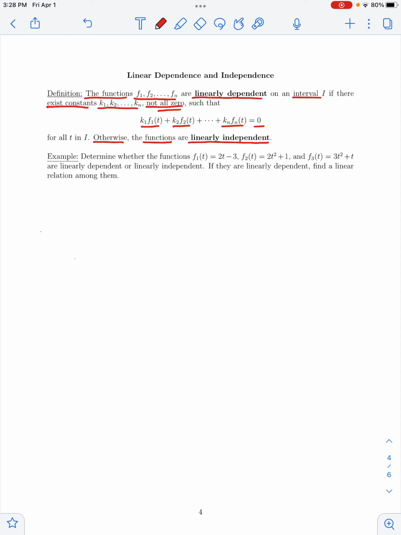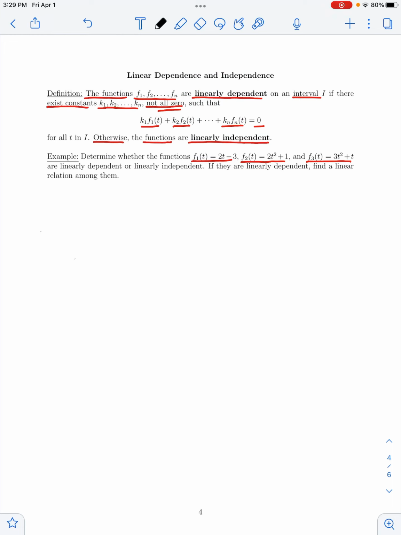So let's look at an example determining whether a set of functions is linearly independent or dependent, and then we'll see how that connects to the idea of a fundamental set of solutions. Here we are asked to determine whether this set of functions f1, f2, and f3 are linearly dependent or independent, and if they are linearly dependent, find a linear relation among them.